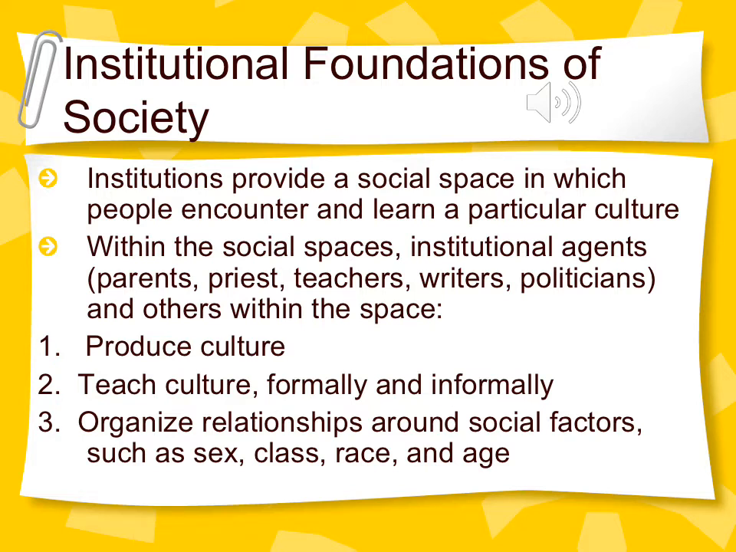So, a third function of institutions, we can say, is institutions organize social relationships around different factors, such as our sex, our class, our race, and our age. So, for example, when we can drive, when we can vote, is based upon our age. Sometimes at universities, scholarships you can apply for is based upon your race. How much you pay in taxes ties into your class background. And if you can enroll yourself in a certain sport league or not is often based upon your sex.